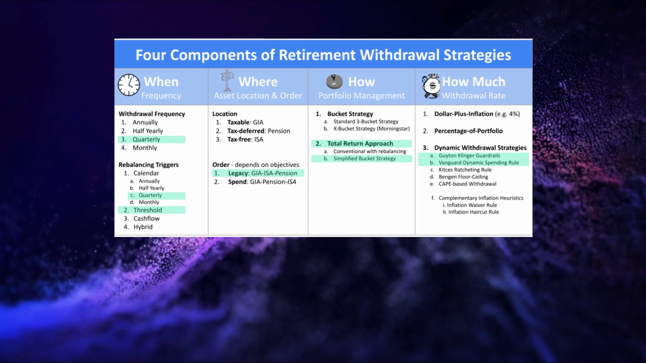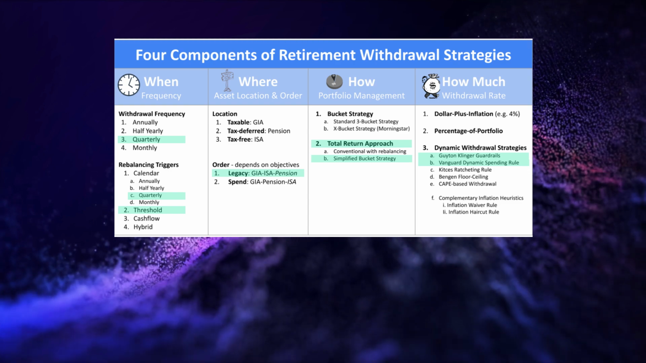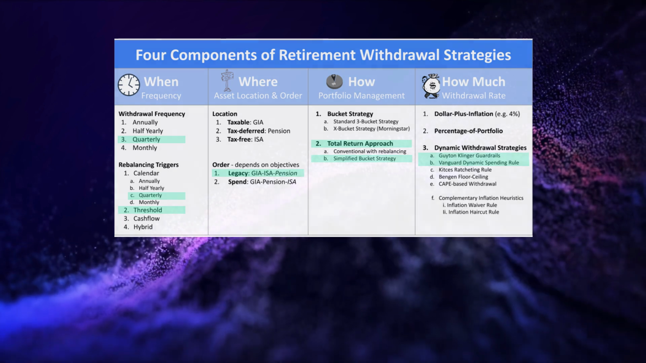Now that we have identified the 4 different components of retirement withdrawal strategies, and looked at an example, I hope this provides greater clarity on the 4 decision points you need to make when planning your retirement withdrawals.